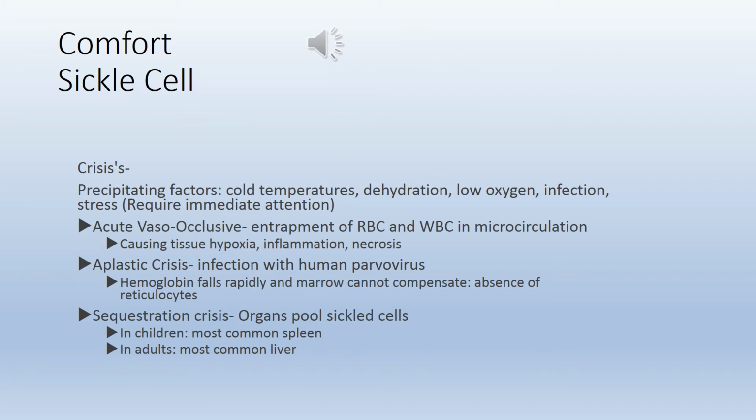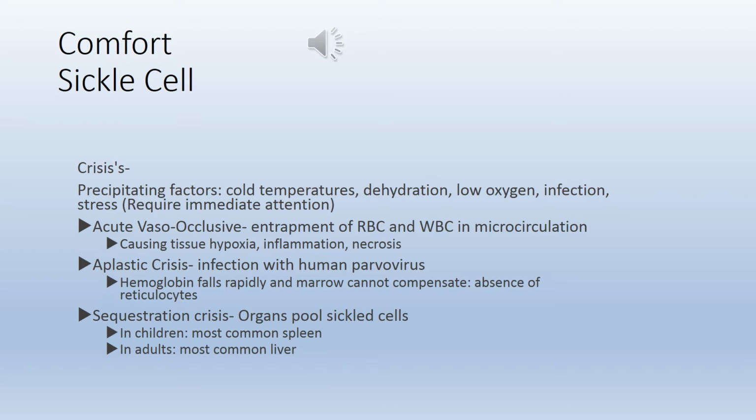In the concept of comfort is the sickle cell exemplar. Sickle cell has crises. There are factors that precipitate a crisis. Cold temperatures, dehydration, low oxygen, infection, and stress can cause a crisis. There are 3 different types of crises. The acute vaso-occlusive crisis is the entrapment of red blood cells and white blood cells in the microcirculation. This will cause tissue hypoxia, inflammation, and necrosis.